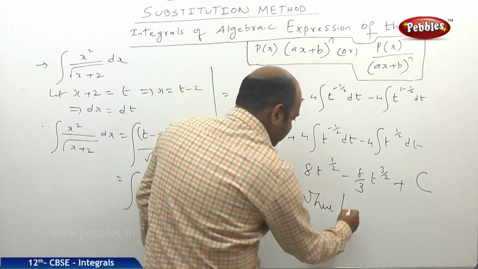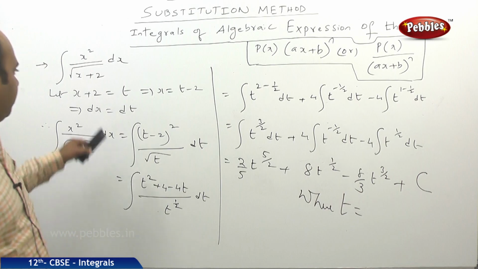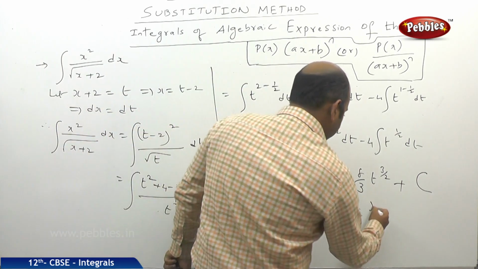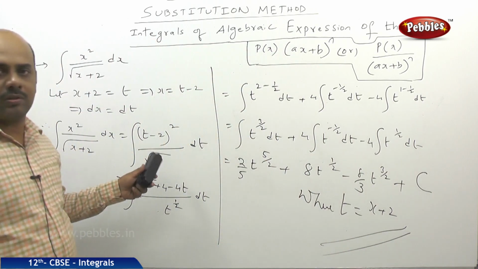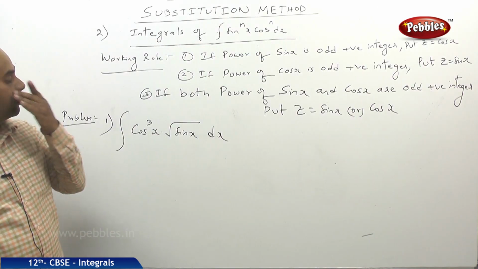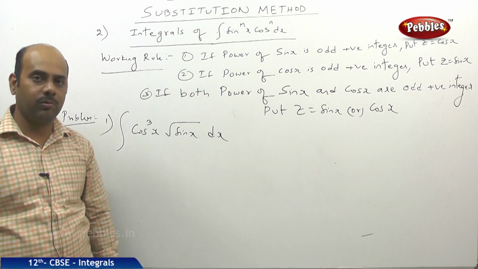Where t is nothing but, we should write what is t. We had taken t as what? x plus 2. Hence the problem. Now you can copy.